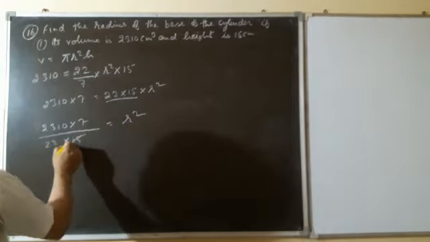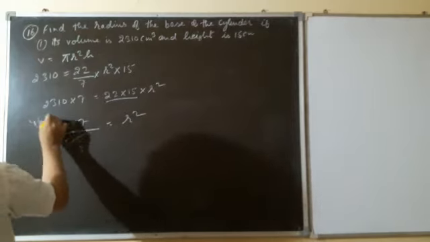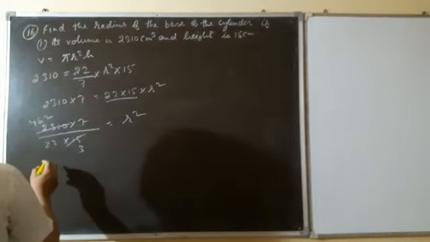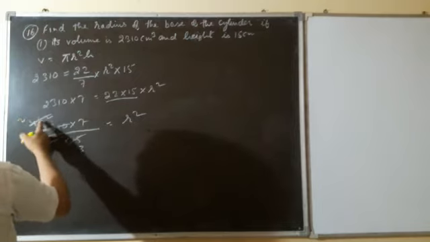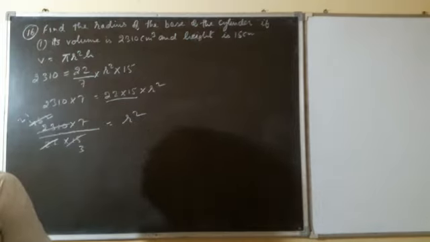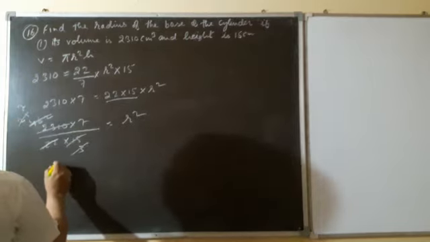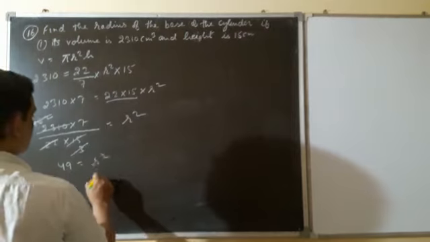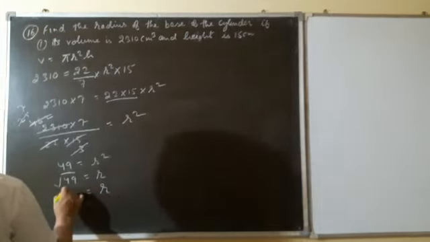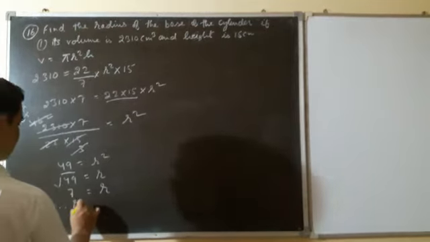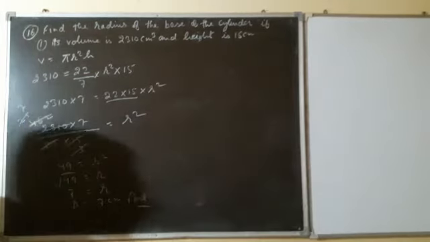Now let us divide this number by 5. 5 threes are 15, 5 fours are 20, 5 sixes are 30, 5 twos are 10. Now here 22 twos are 44, 22 ones are 22. Now 3 sevens are 21. Therefore it will be 49 is equal to r square. So r is equal to root over 49. Therefore r is equal to 7. It means radius is equal to 7 centimeter. This is our answer.